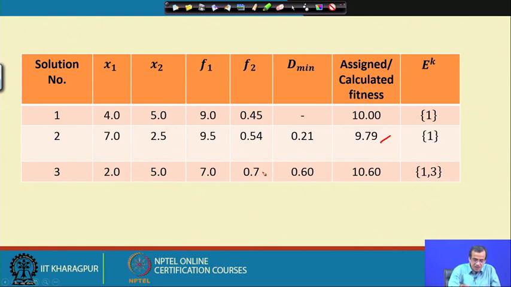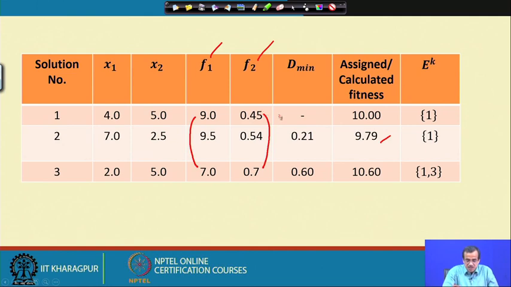That means, I will have to compare this 9.0 and 7.0. Similarly, I will have to compare 0.45 and 0.7, and both are minimization. So, in terms of f 1, solution 3 is a slightly better solution compared to solution 1. That means, solution 3 is a non-dominated solution compared to solution 1 in terms of f 1, but in terms of f 2, solution 3 is a worse solution compared to solution 1.